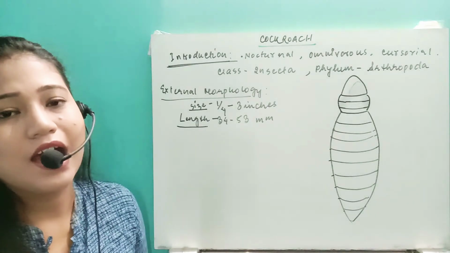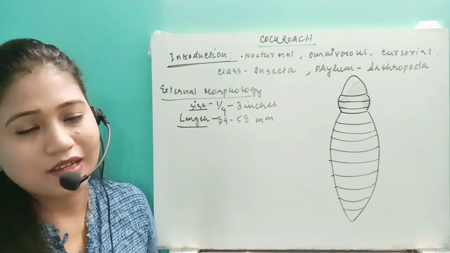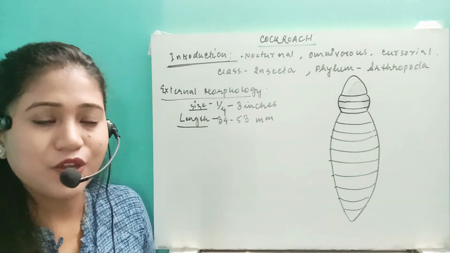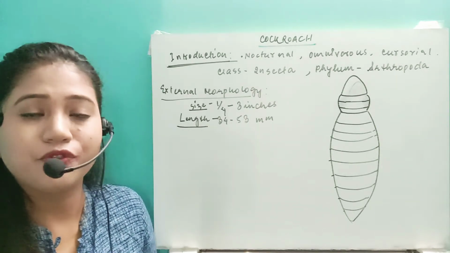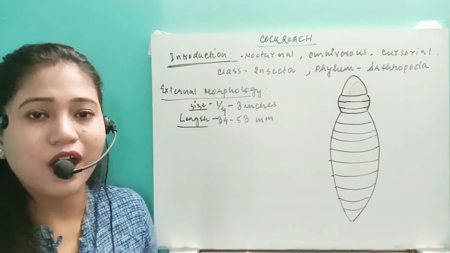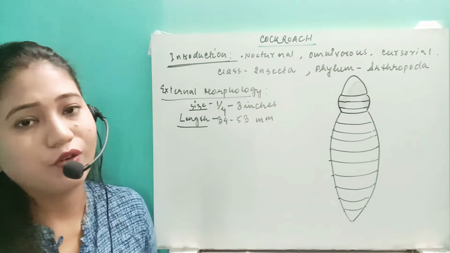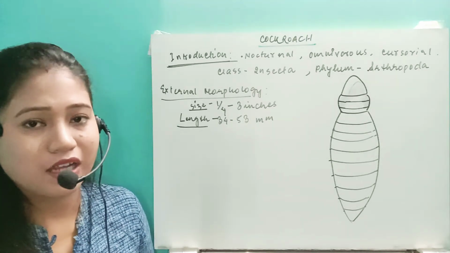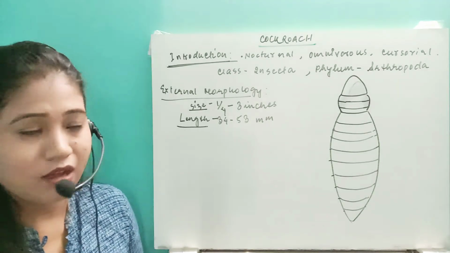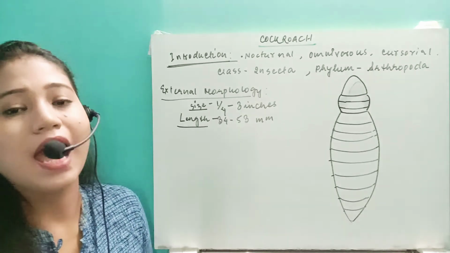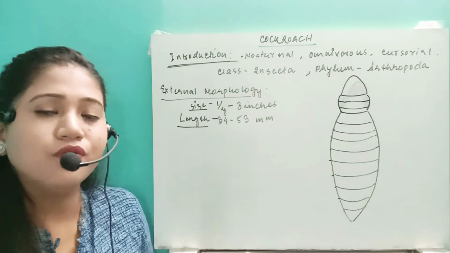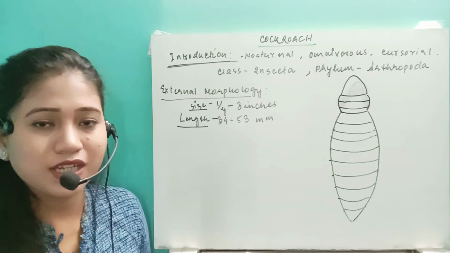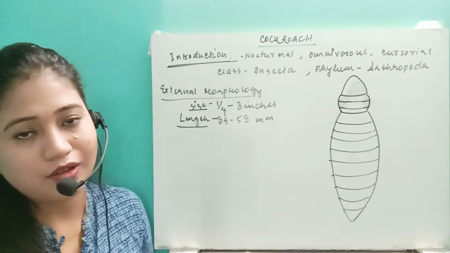Hello students, in this video we are going to start a new organism, that is cockroach. In the last video we have completed the morphology and anatomy of Apis. In this video we are going to start with the cockroach. In that we will first of all start the introduction, that means the morphology also we will start, and after that in the next video we will start the different physiological systems. So let's just start the video.